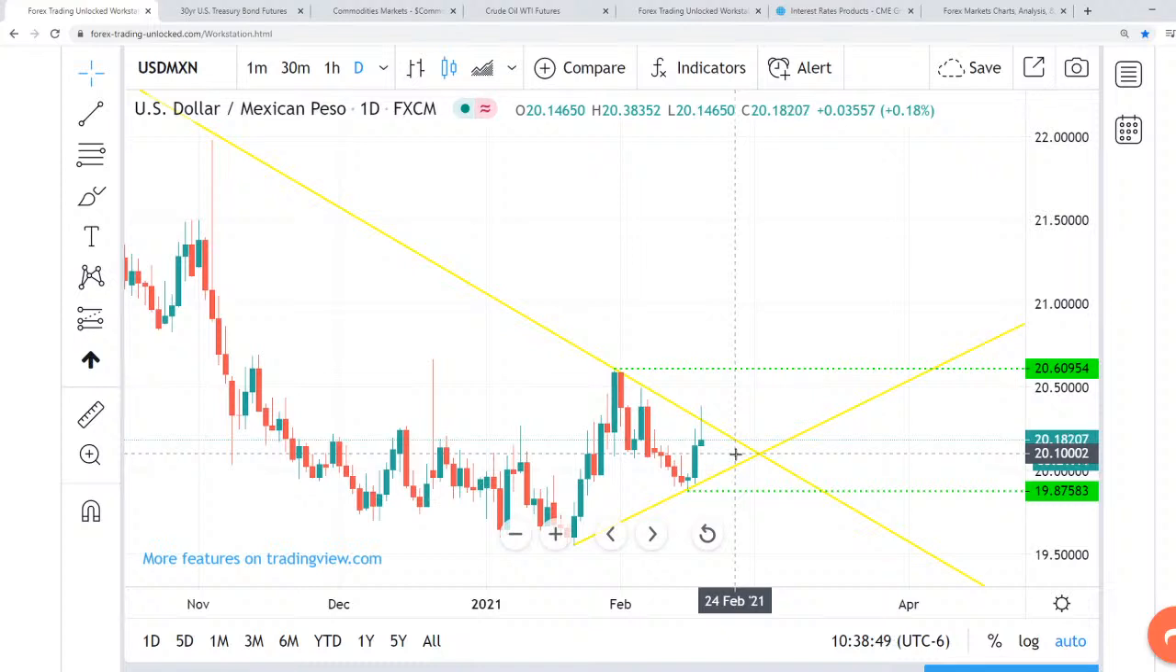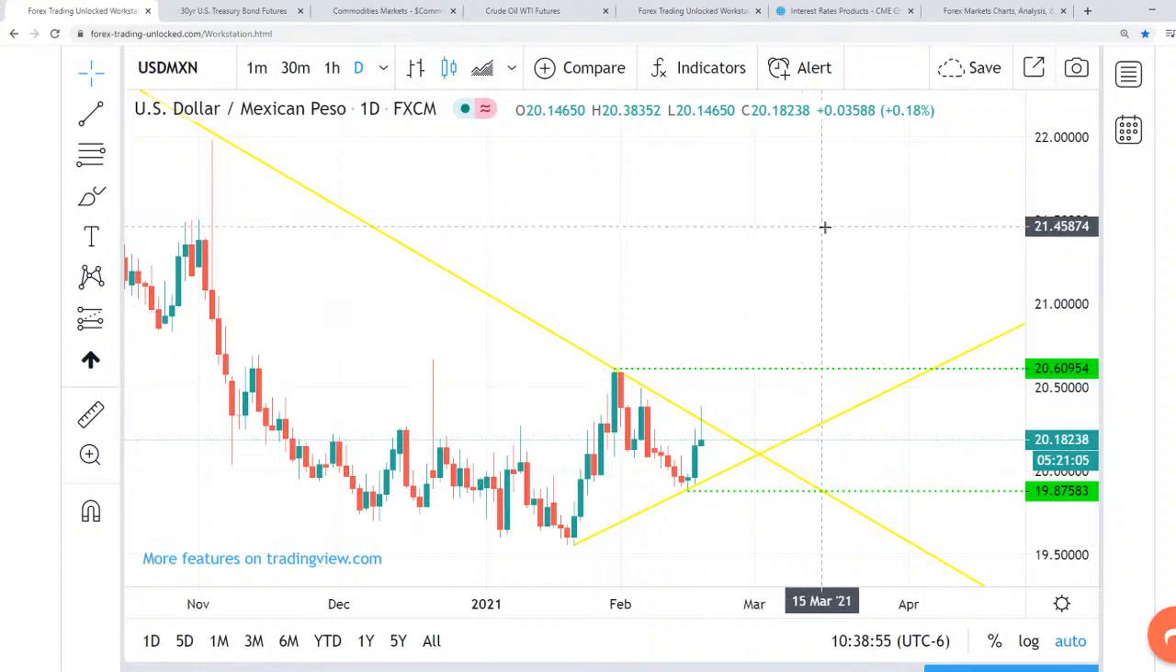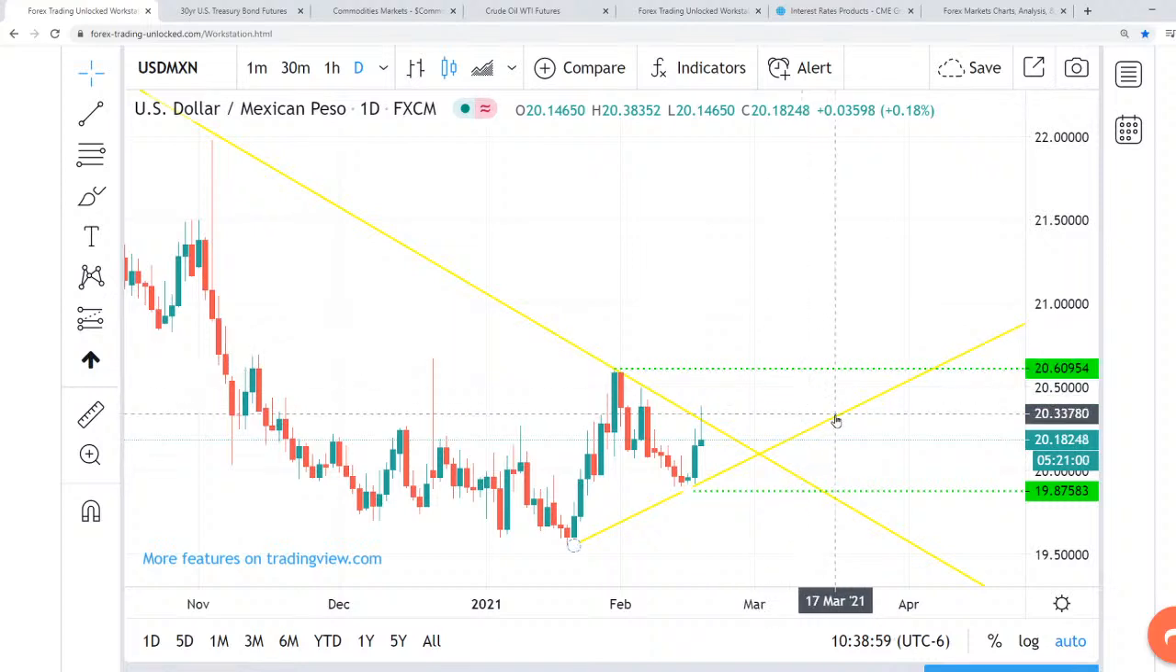As far as price levels, I would first look for a challenge of this 20.60 area. Anything above here, then we're looking to actually get back up towards 21.5. So we're looking for a nice little move, almost a whole peso and a half from where it's trading, actually more than a peso and a half from where it's trading right now.